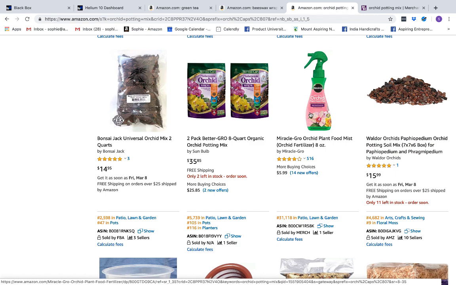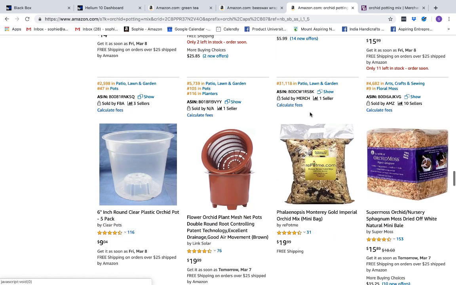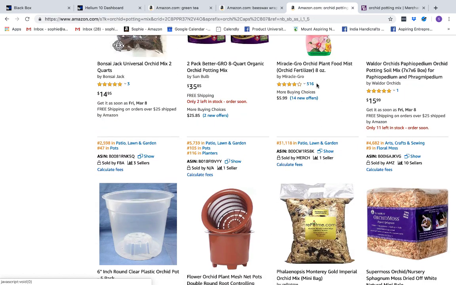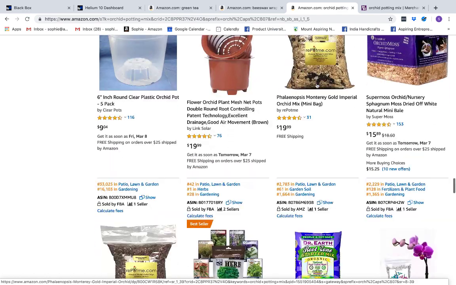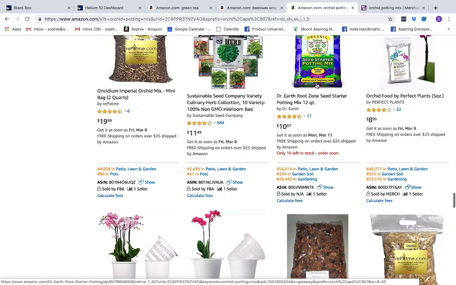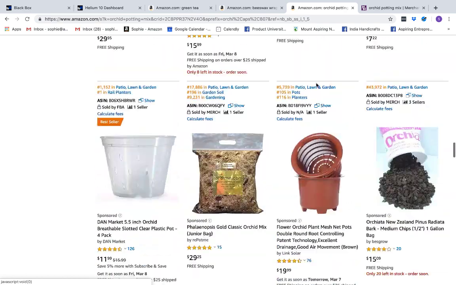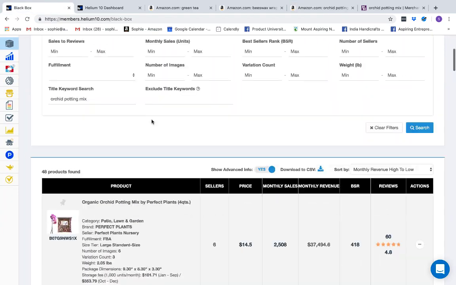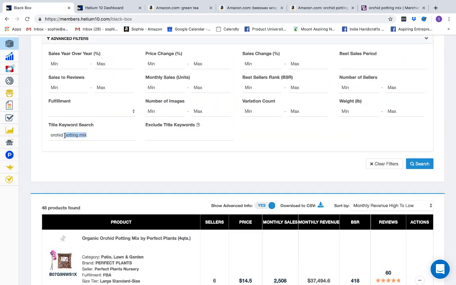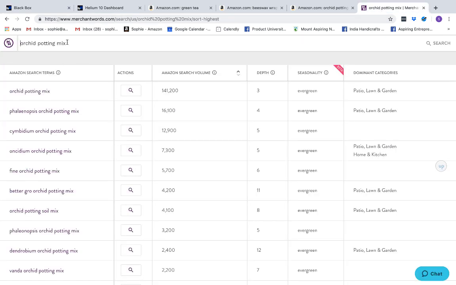Here's some food. So it might be that we have a look at this, but also have a look at orchid moss, orchid plant food, orchid fertiliser, some other orchid accessories, and some of those, the numbers actually might come out better. So if we just went into Black Box and didn't do orchid potting mix, but just did all of orchids, and the same over here with not just orchid potting mix, but all of orchids.